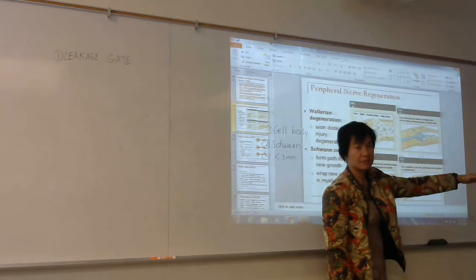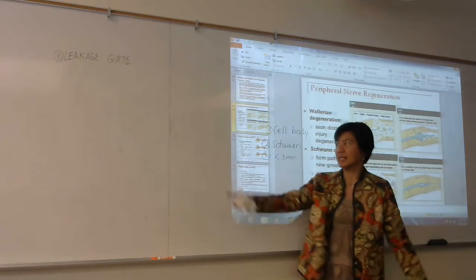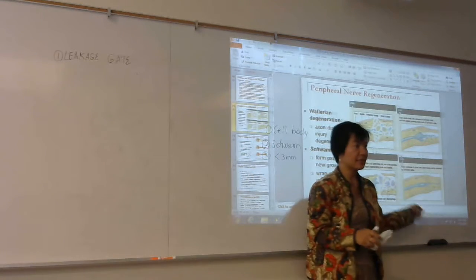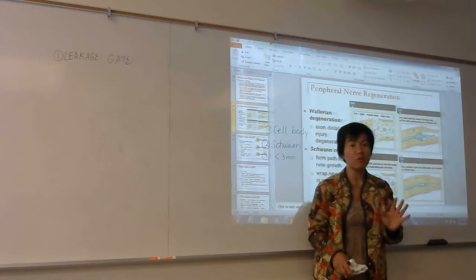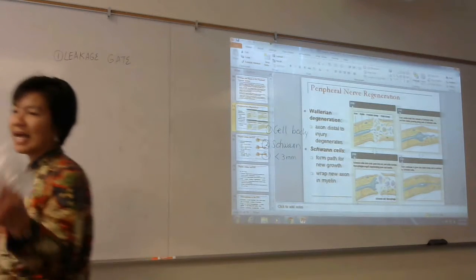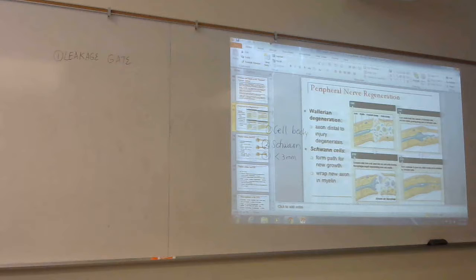regenerate. Why is this possible? Again, the cell body is healthy, right? Your Schwann cell is there, and the distance is no more than 3 millimeters. Then it will regenerate. That is not a possibility in your CNS. You require the Schwann cell.